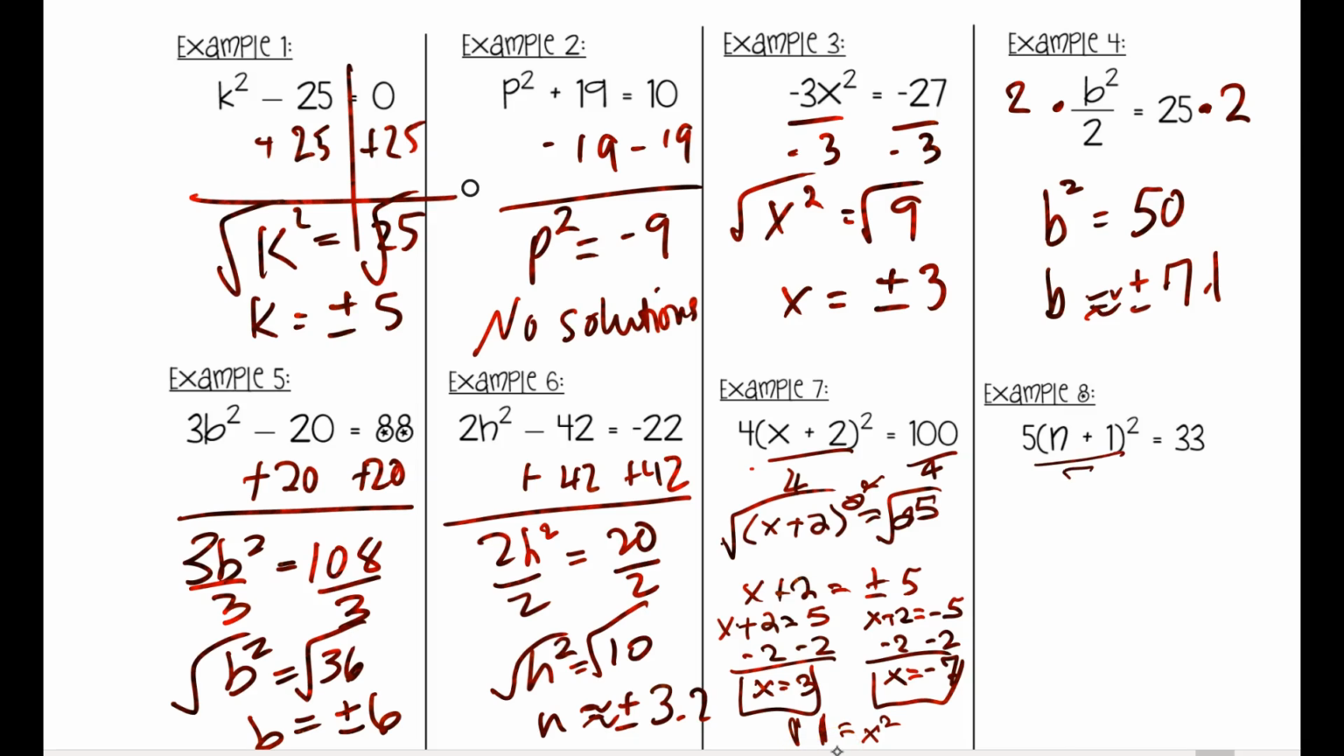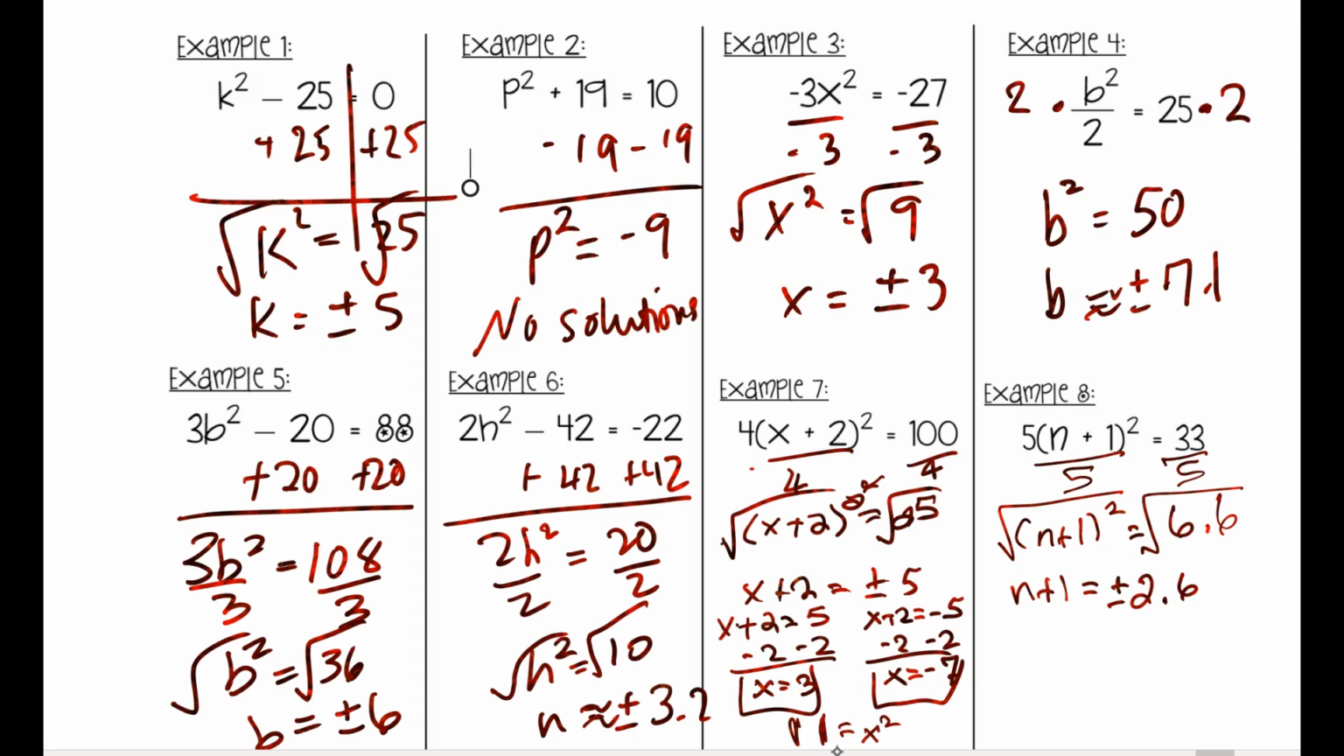So when you come over here and divide by 5, we get n plus 1 squared is equal to 33 divided by 5, using the calculator, which is equal to 6.6. Now we take the square root of that because we're trying to unsquare it. So we get n plus 1 is equal to the square root of 6.6, which is 2.6, but it's positive and negative 2.6.